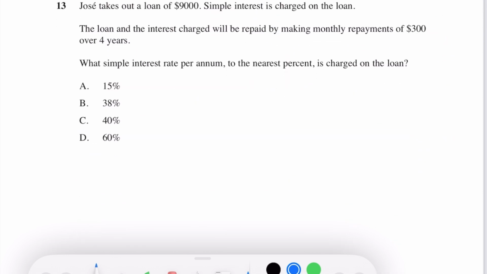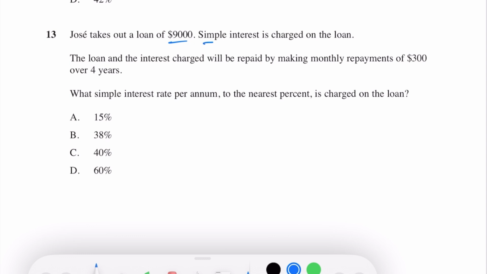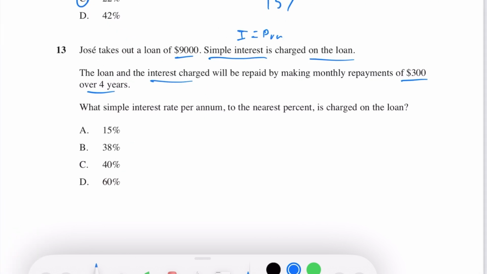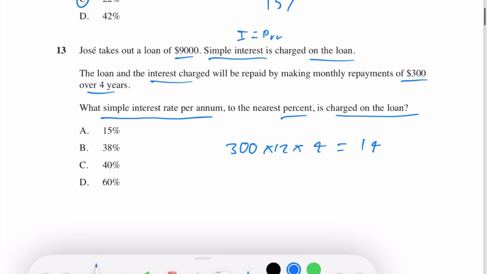13, Jose takes out a loan of $9,000. Simple interest, so I equals PRN, is charged on the loan. The loan and interest charge will be repaid by making monthly repayments of $300 over 4 years. What simple interest rate per annum to the nearest percent is charged on the loan? So the amount he's going to make in repayments is 300 times by 12. That's for 1 year. And then over the 4 years, we're going to multiply it by 4. So that's going to give us a total of $14,400 worth in repayments.